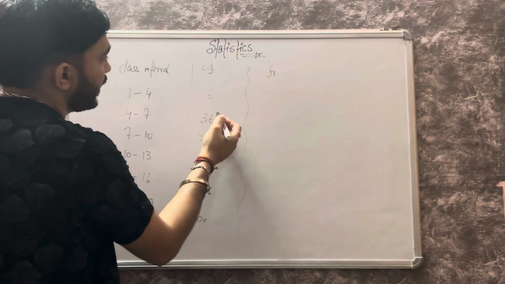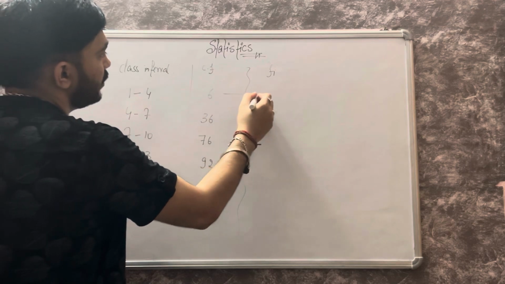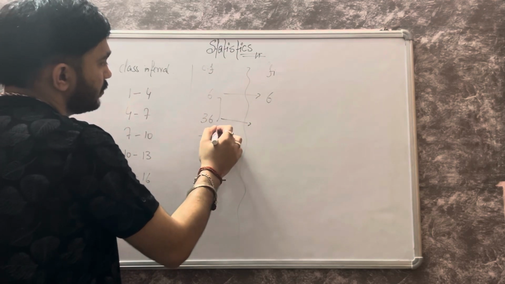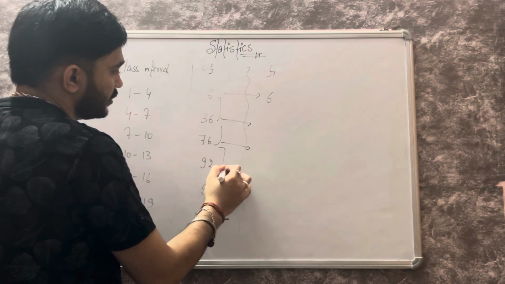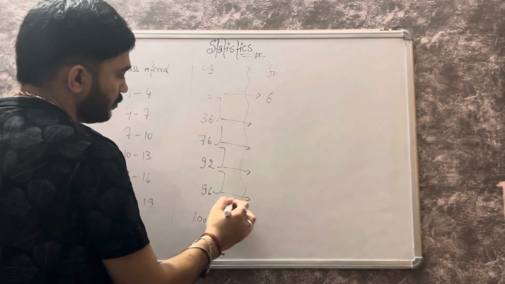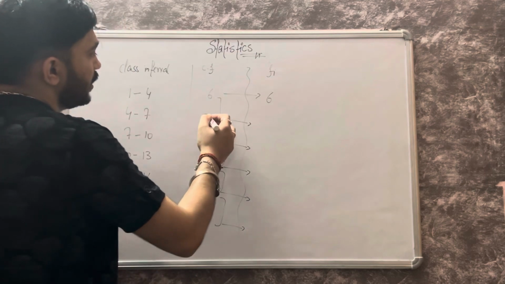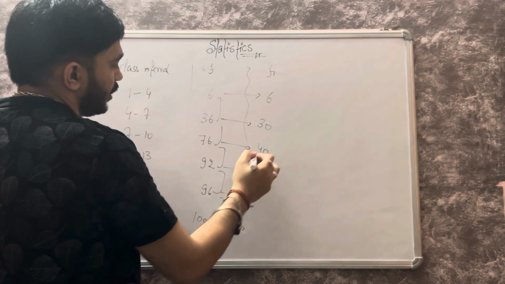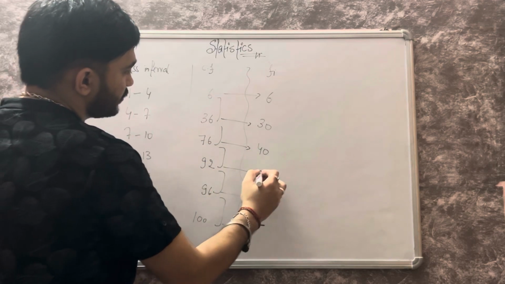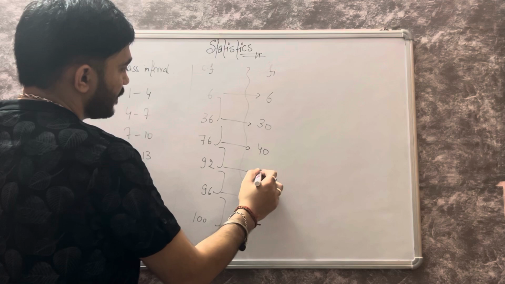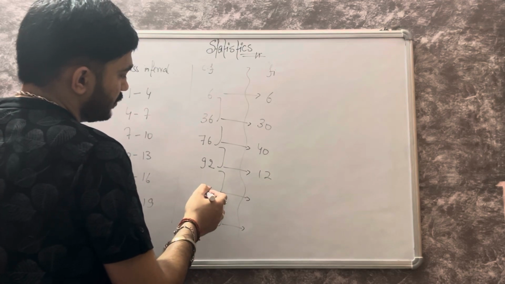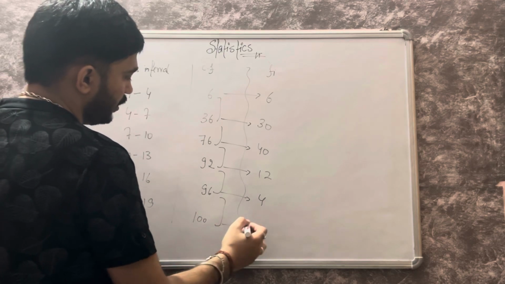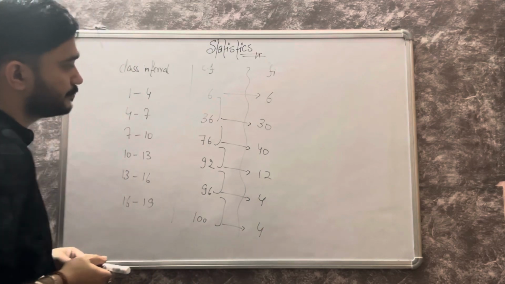Write the first value as it is, and then subtract the next value from the previous one, and you will get the answer. Then these two values, then these two values, and then these two values. 36 minus 6 is 30. 76 minus 36 is 40. 92 minus 76 will be 12. And 96 minus 92 is 4. And 100 minus 96 will also be 4. Any doubt?